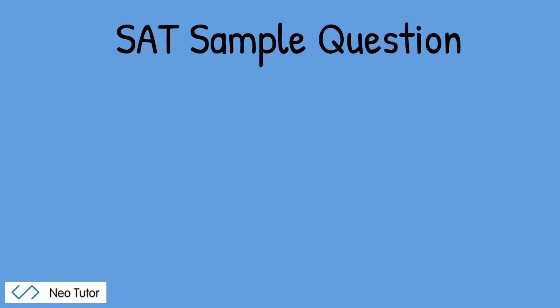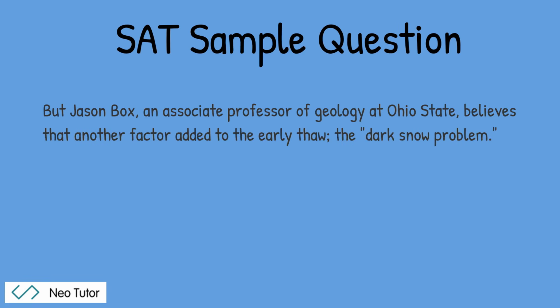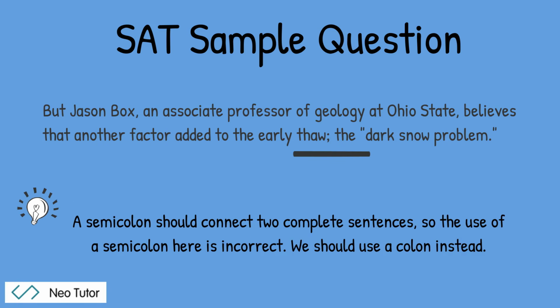Let's look at a sample SAT question. "Jason Box, an associate professor of geology at Ohio State, believes that another factor added to the early thaw, the dark snow problem." A semicolon should connect two complete sentences, but in this example, we have a complete sentence only on the first side. Therefore, we know that we should be using a colon instead of a semicolon.